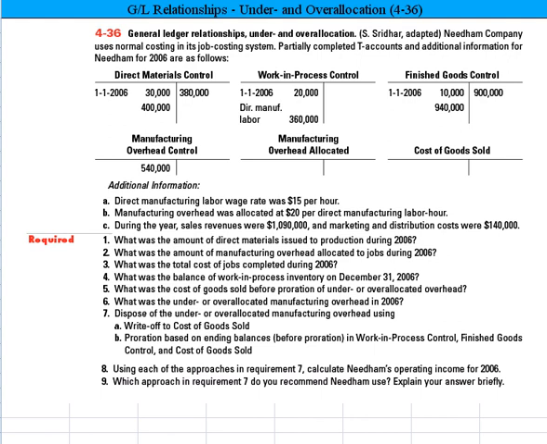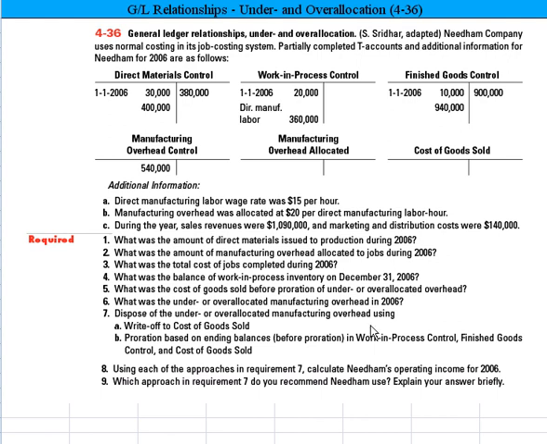Direct manufacturing labor was $15 per hour. Manufacturing overhead was allocated at $20 per direct manufacturing labor hour. And during the year, sales revenues were $1,090,000 and marketing and distribution costs were $140,000. Okay, and they do say they use a normal costing system.